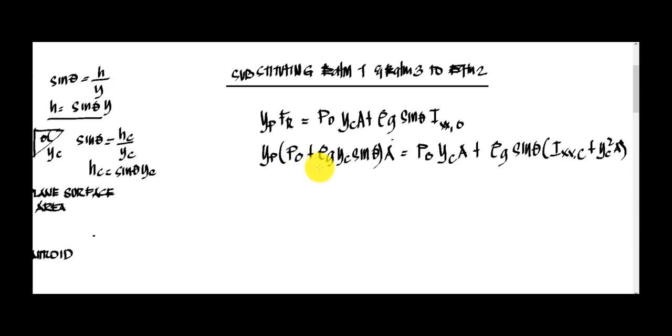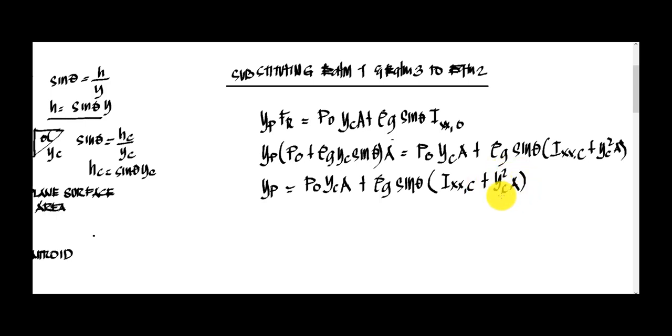So let's transpose the value of this whole equation to the other side. So we have now your yp is equal to the atmospheric of your yc area plus your density, then gravity, then we have your sine of theta times the I x c, then plus your y squared c, and it is divided by the atmospheric pressure plus the density, gravity, then you have your yc, sine of theta, then we have times a for the area.